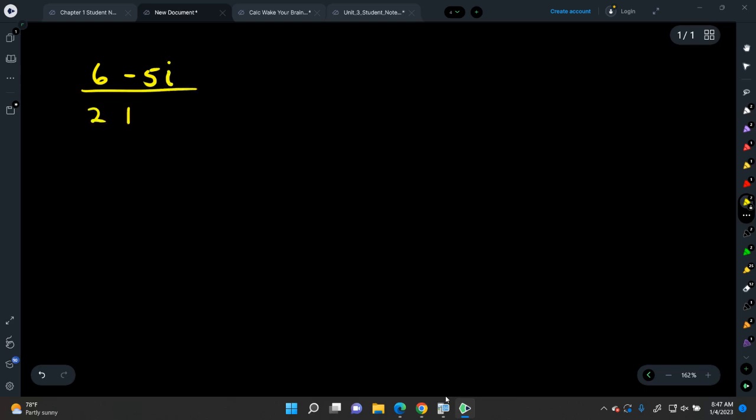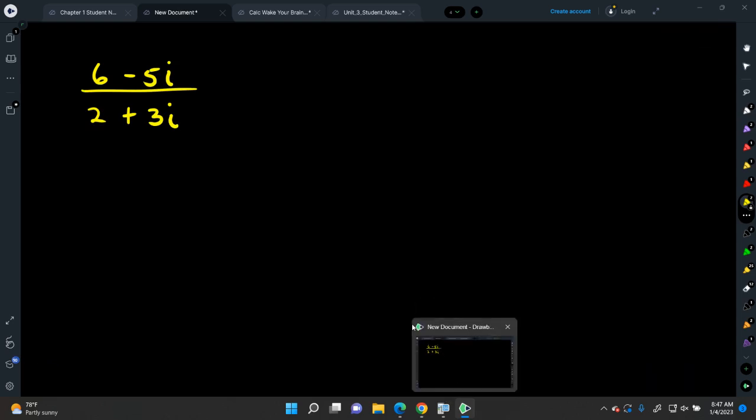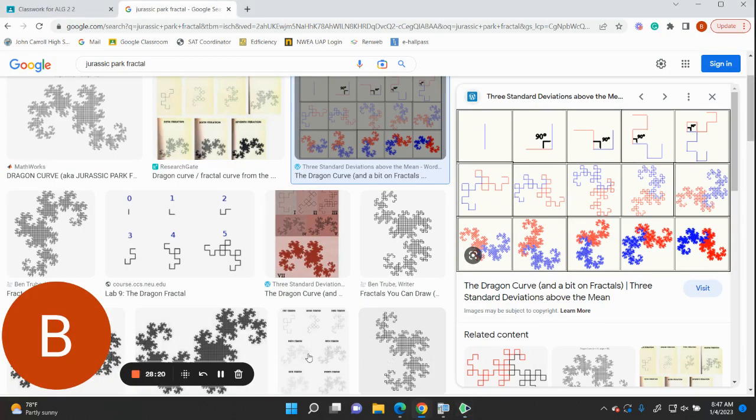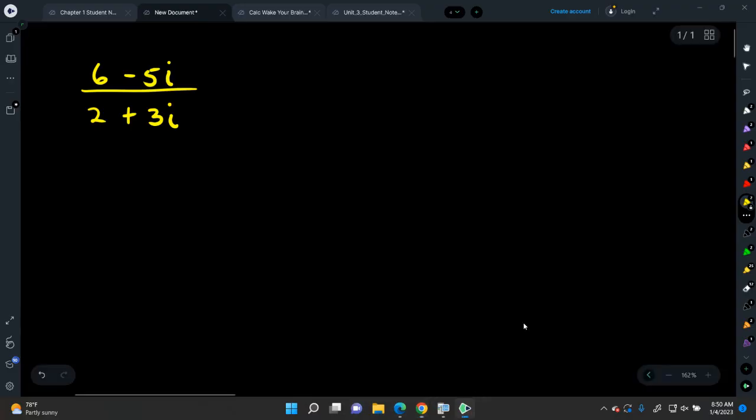Let's do 6 minus 5i over 2 plus 3i. Let me have you do that one by yourself. Okay, what do we multiply by? 2 minus 3i. Good, that's the conjugate.